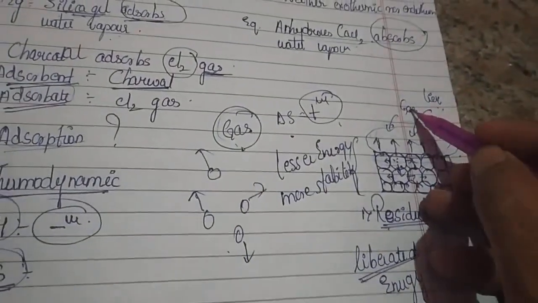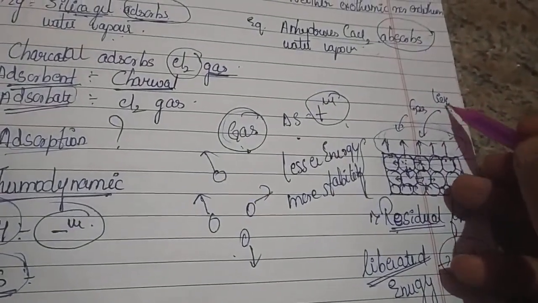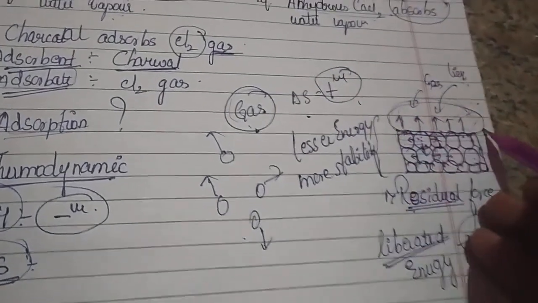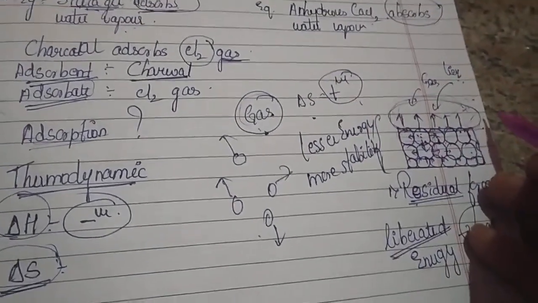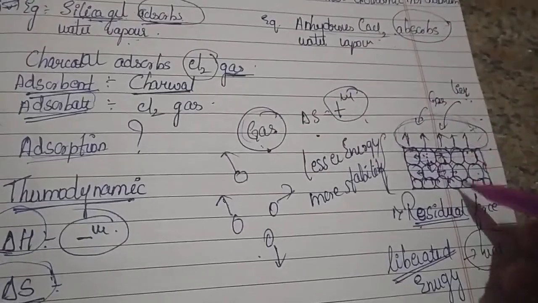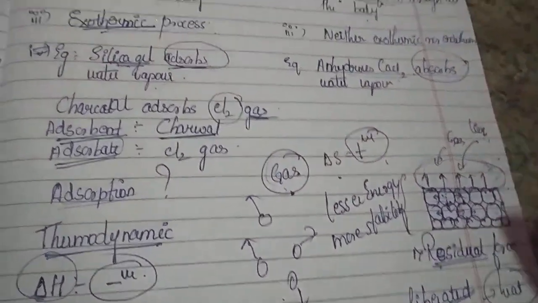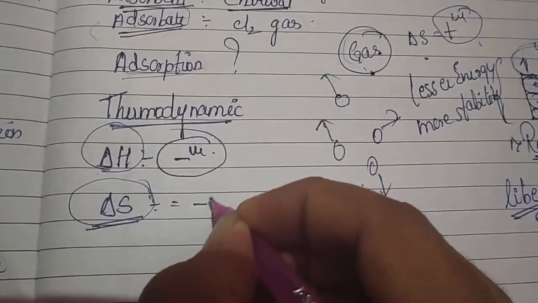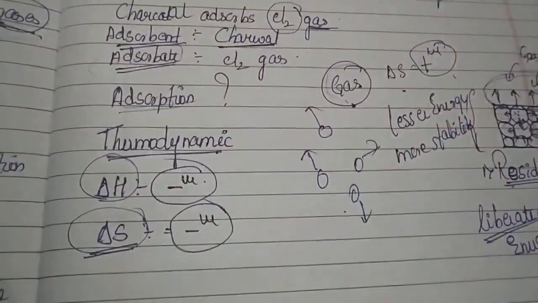What happens here is that the gas or liquid molecules are reducing their randomness. So what does that mean? They are getting restricted, right? So during the adsorption, the freedom of the movement of the molecules is getting restricted. That is, your entropy is decreasing. So what does that mean? Delta S is also negative.